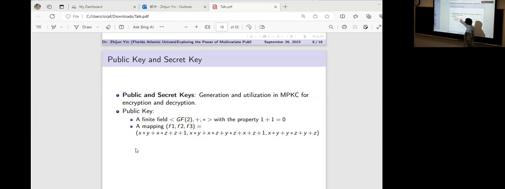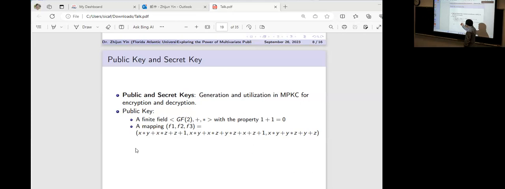A field is generally a structure with a set. The set has two elements, 0 and 1, and two operations, addition and multiplication. For field addition, only one thing is non-trivial: 1 plus 1 goes back to 0. That's something an engineering major needs to understand, or a mathematician might ask, okay, why, right? But if you learn abstract algebra, it's a trivial result.